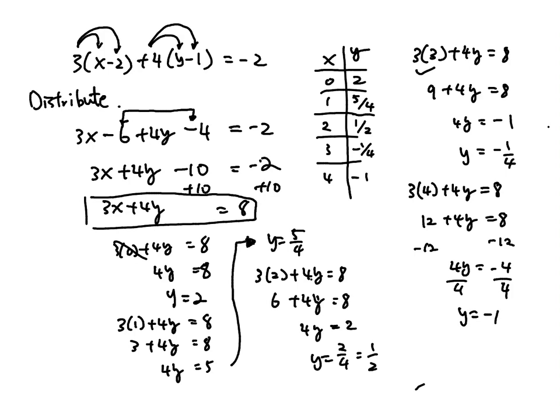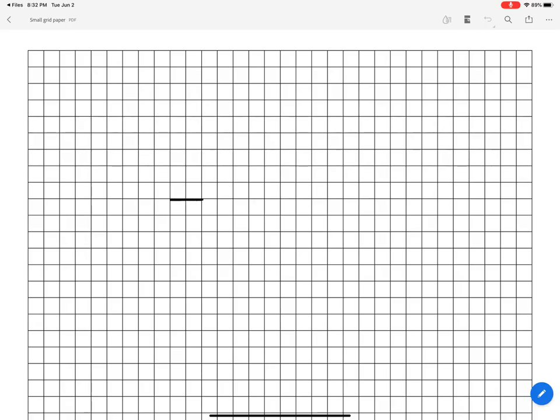So I'm going to use these 2 points because these are nice integers. So 0, 2 and 4, -1. 0, 2 is right here. 4, -1 is starting at the origin, 1, 2, 3, 4 to the right, 1 down. And connect the dots, and we'll be all set.